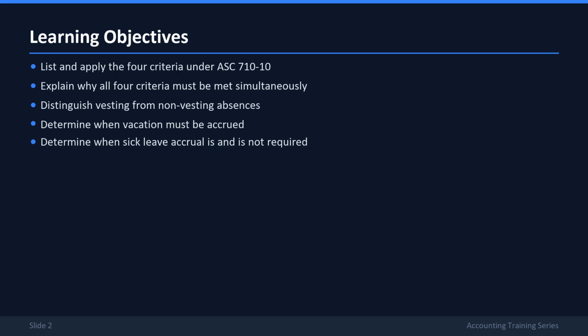By the end of this section, you will be able to list and apply the 4 criteria that trigger accrual under ASC 710. Explain why all 4 must be met at the same time. Distinguish vesting absences from non-vesting absences. Determine when a vacation policy requires accrual. And determine when sick leave accrual is required versus not required. These are core judgments that arise every period end.